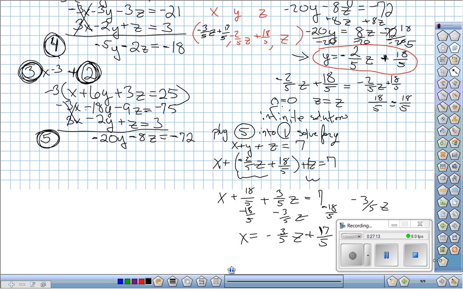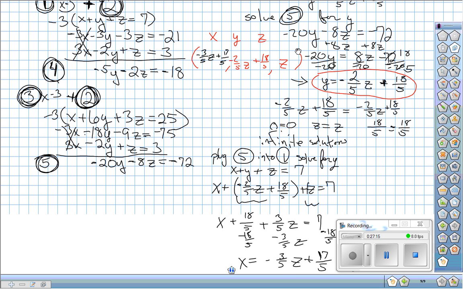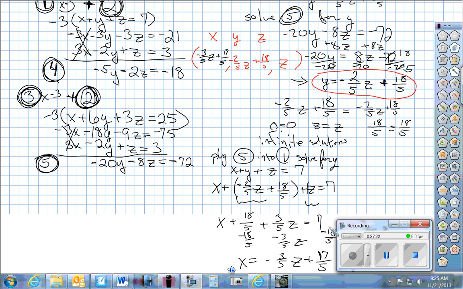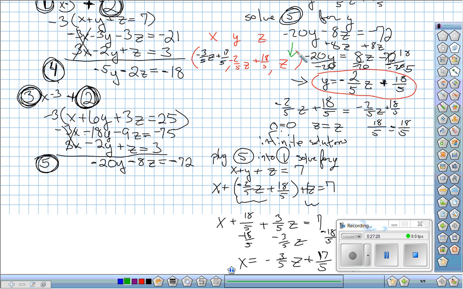Okay, what this means is this is actually my ordered triple, which is very weird to look at. And what this represents is that I could plug in any number I wanted to for z. So if I wanted to plug in 5 for z, I can plug that in and get a solution. I'm just going to show you what those solutions would look like real fast.